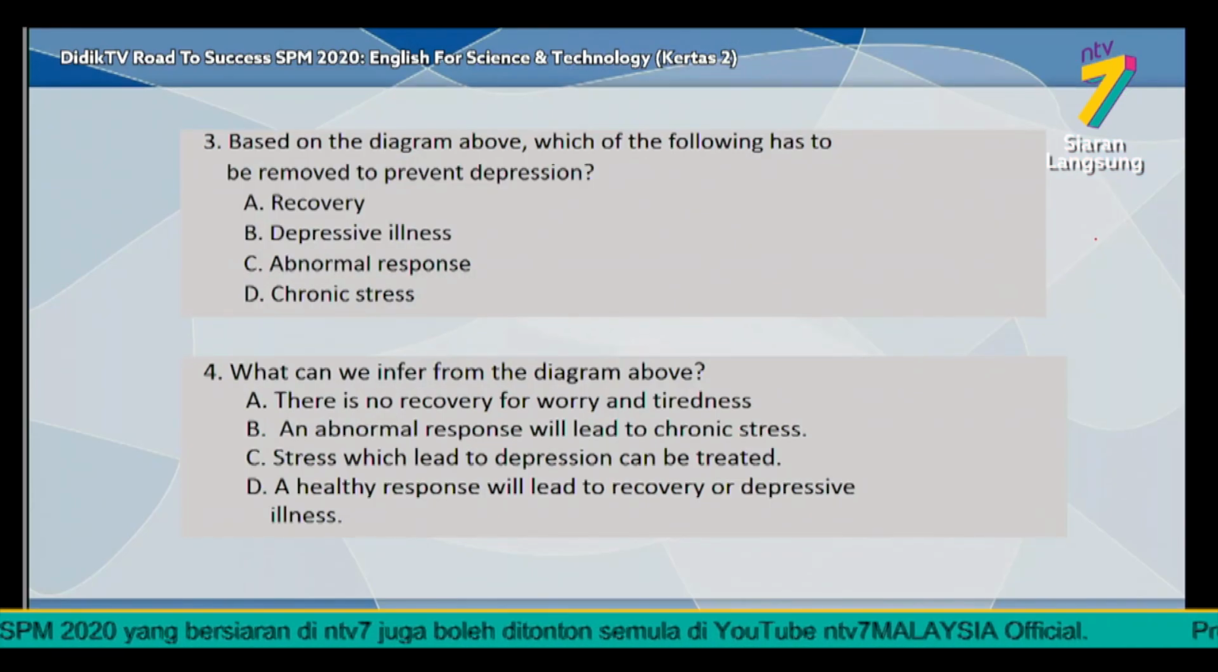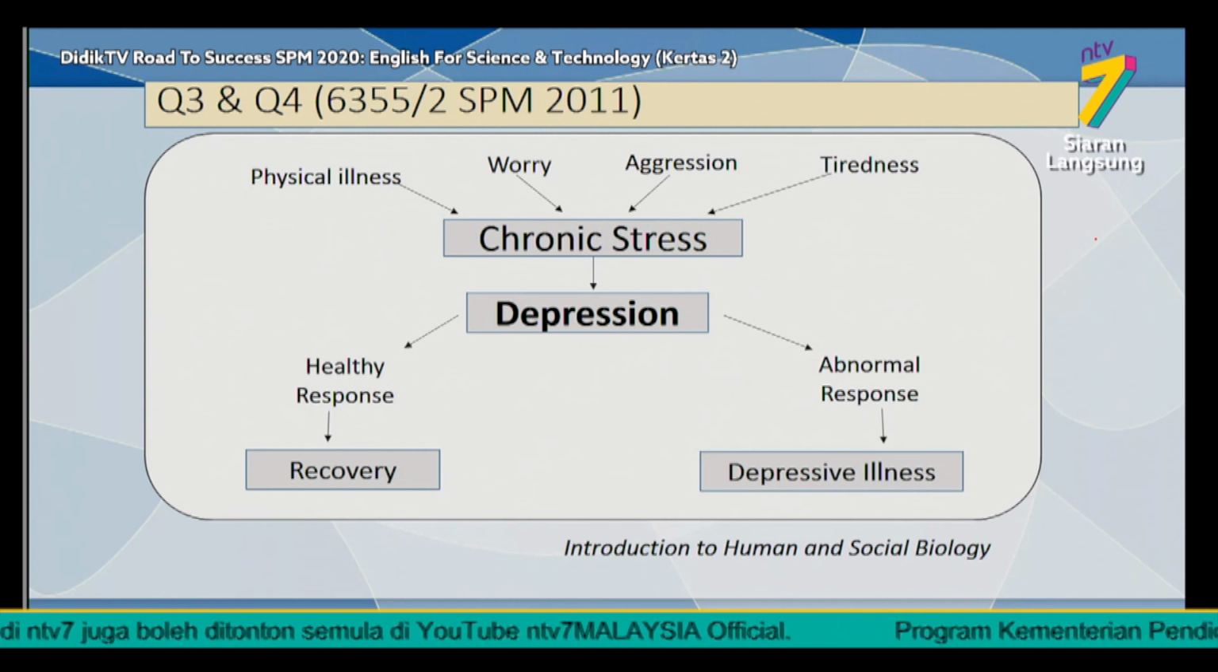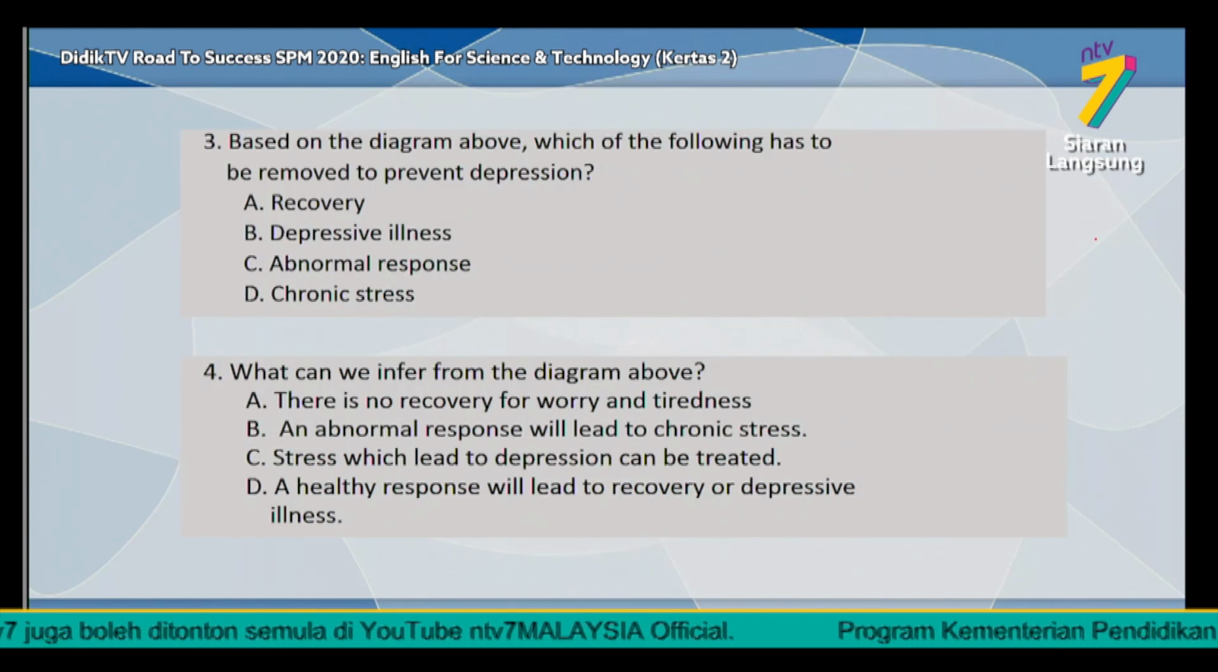depression? Let's go back to the diagram. You have to study the mind map first. It's about depression, about chronic stress, and then the recovery and the depressive illness. So we go back to the question. From the diagram above, which of the following has to be removed to prevent depression? You look at the options given: recovery, depressive illness, abnormal response, and chronic stress. So, which one is the best answer?